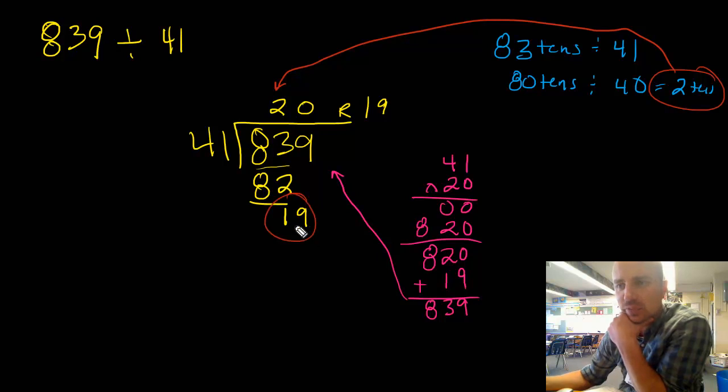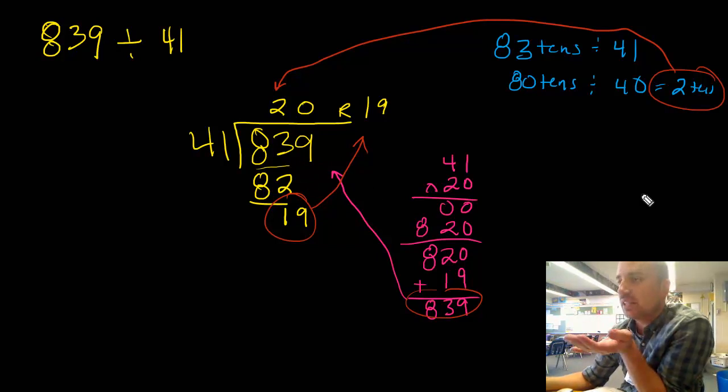When I got 19, I realized that I couldn't do anything with that. I can't divide that by 41. So I stuck with that as a remainder, and I made sure to put my 0 here to show that I couldn't do it. I have 20 with a remainder of 19. I multiplied 20 times 40 to get 820. I added back in my remainder of 19 to get to a final answer of 839, which matches up as my original whole, and I know that my answer is correct.